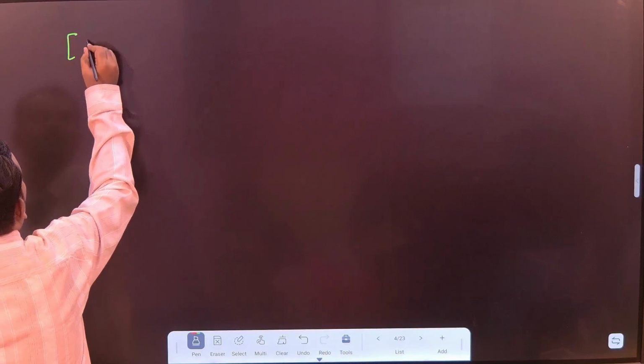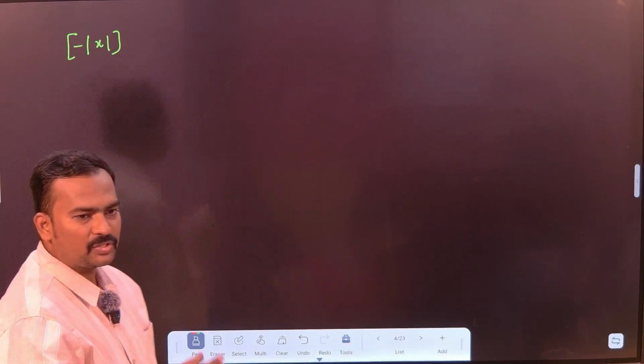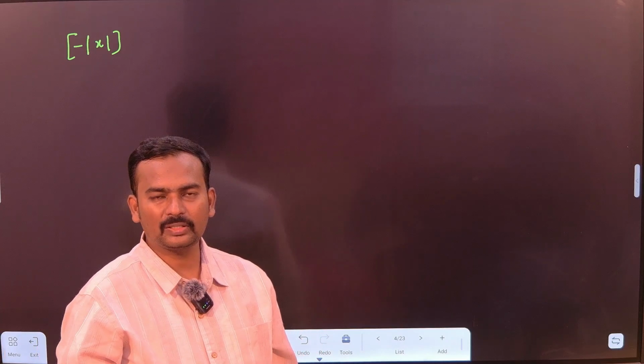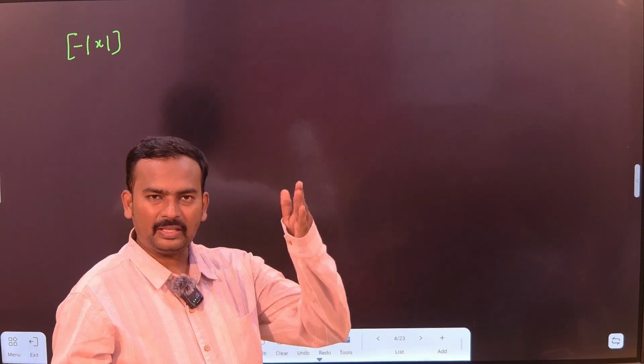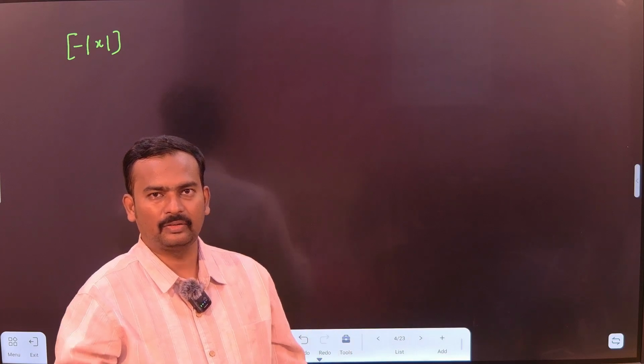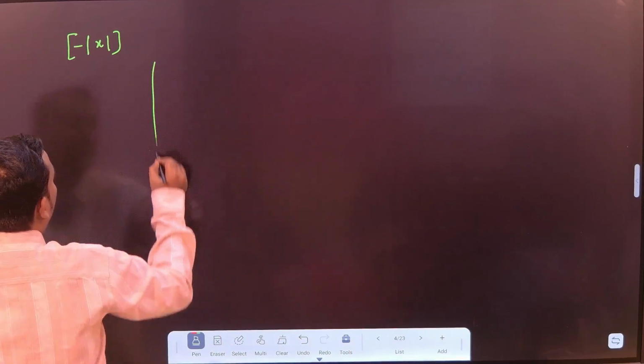So the greatest integer function of minus mod x curve. What we can do? Just replace x by minus mod x. Whatever the right side portion is there, remove it. Take the image of the left side with respect to the y-axis. Okay. So what we can do?